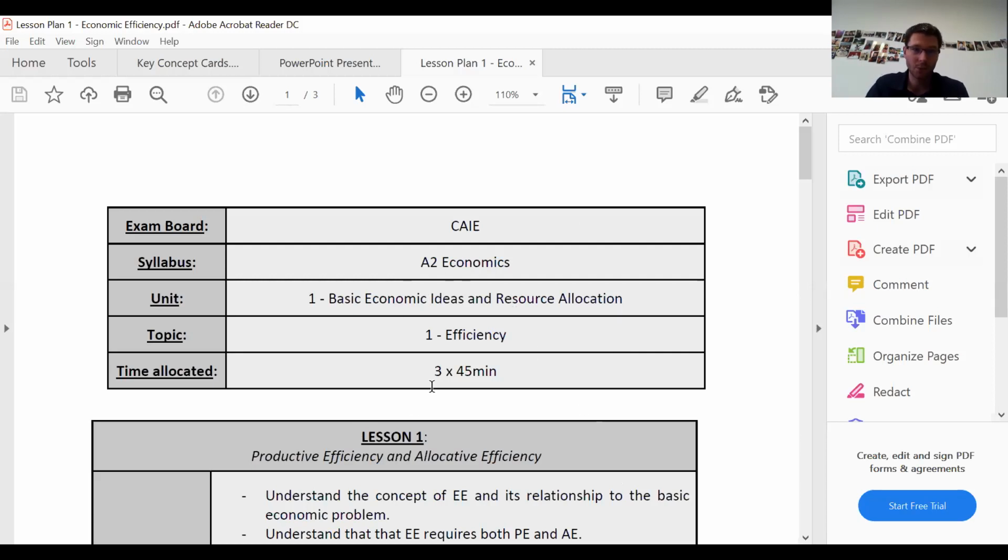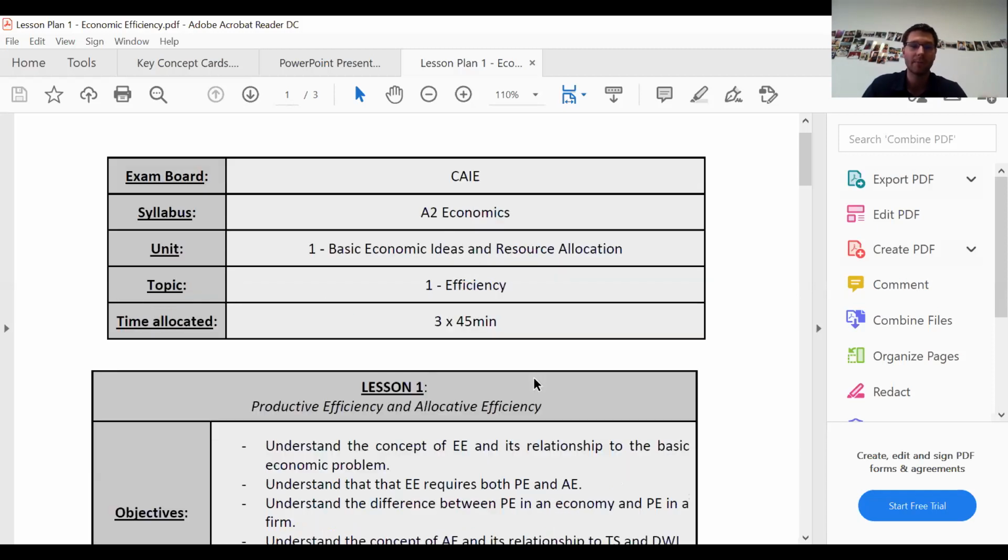Okay, title. Time allocated: you need at least 3 lessons. That's the minimum, in my opinion. I think it's okay if you want to spend 4 or 5 lessons. It's really up to you. That's the first lesson of the year, so don't rush. You need to make sure that your students build up some kind of confidence. So 3 lessons is really the minimum amount of time that you should allocate to efficiency.